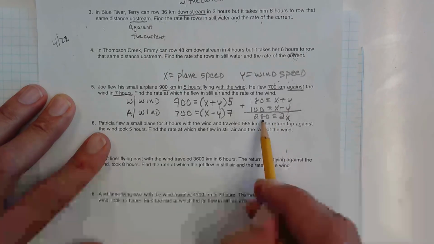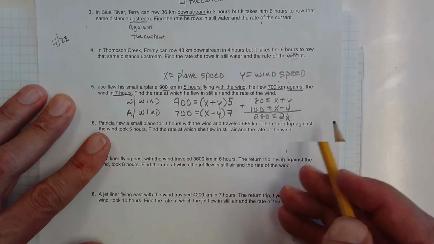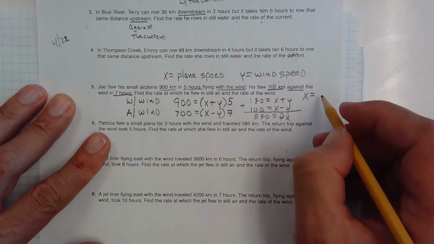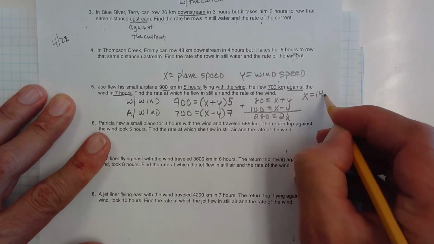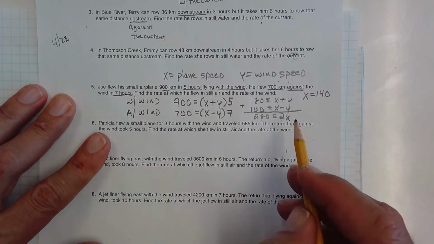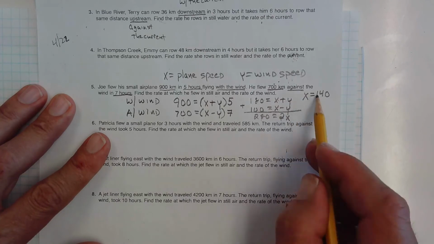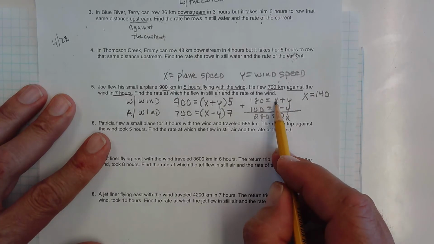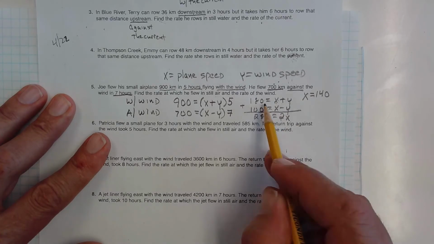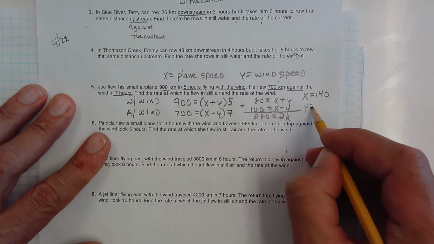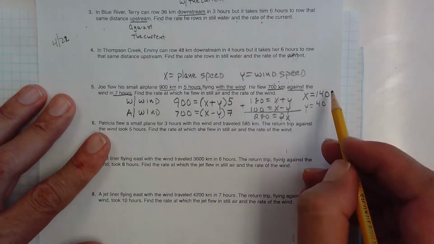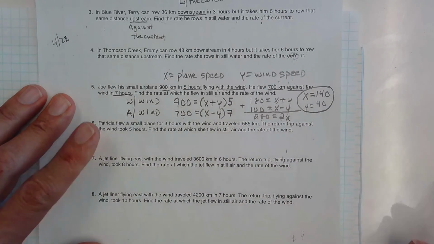Second to last step is take 280 and divide it in half by 2. So that means the speed of his plane is 140 kilometers per hour. And now you can choose which one to substitute x in here for. I'm going to substitute it into the first one. So 140 plus what equals 180. That tells me that the speed of the wind is 40 kilometers per hour. All done for that one.